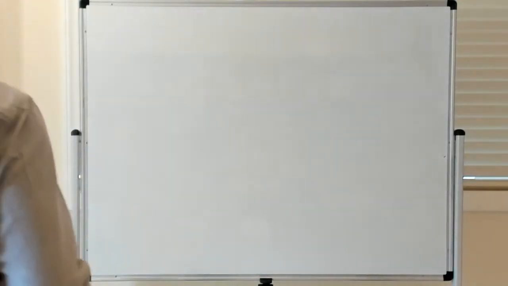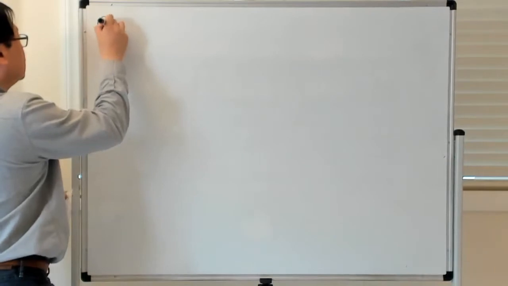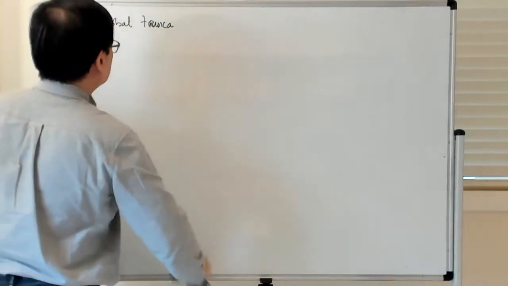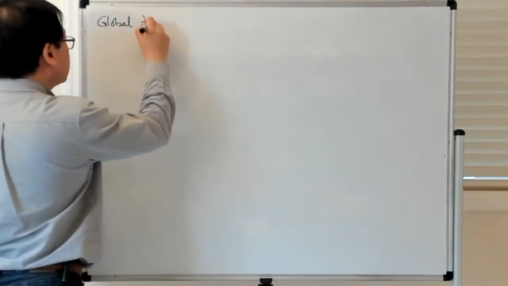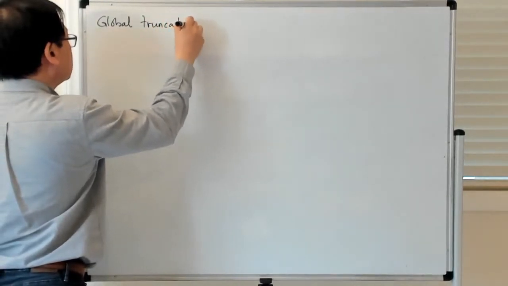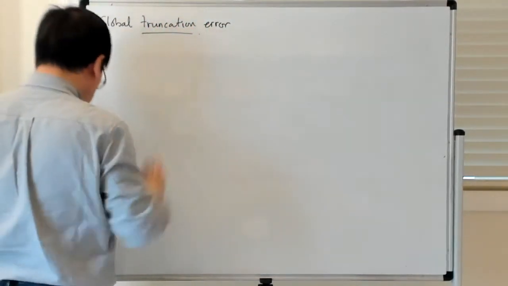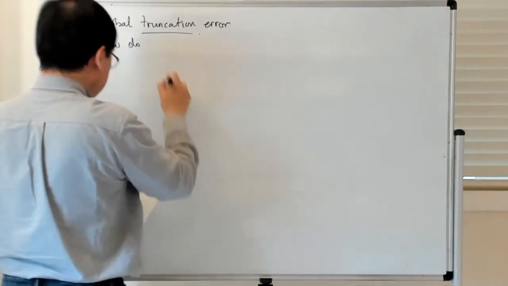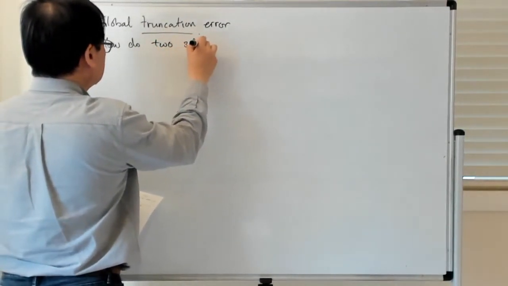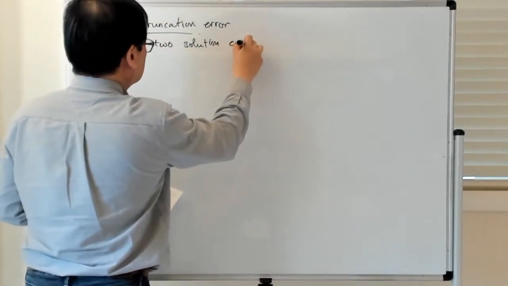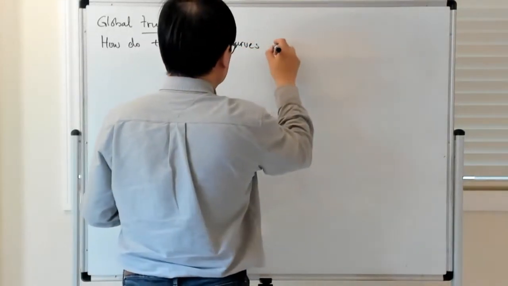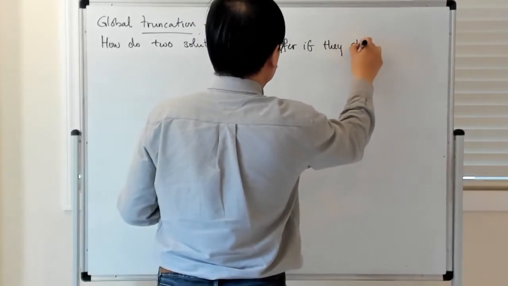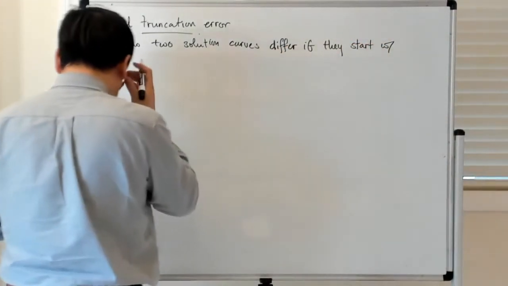All right, so now let's discuss the notion of global truncation error. Okay, so the question is the following. How do two solution curves differ if they start with different initial conditions?